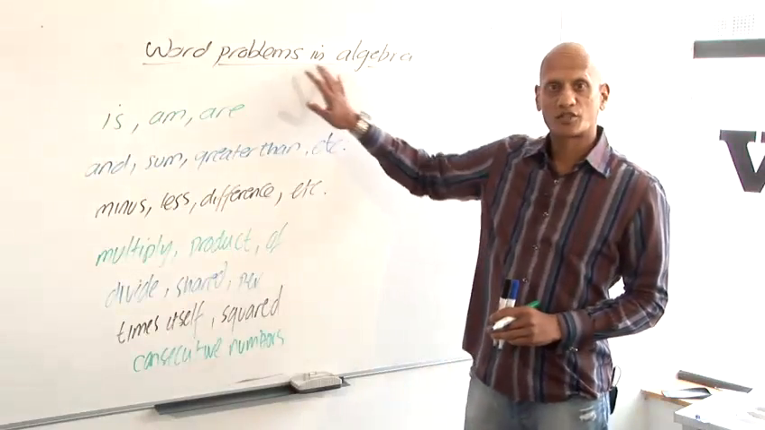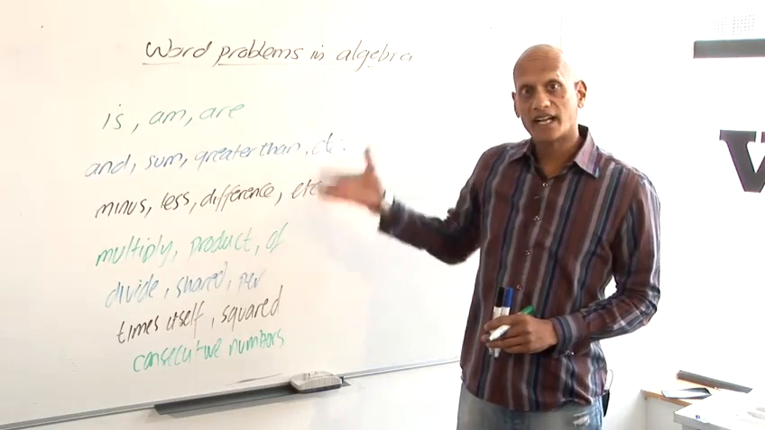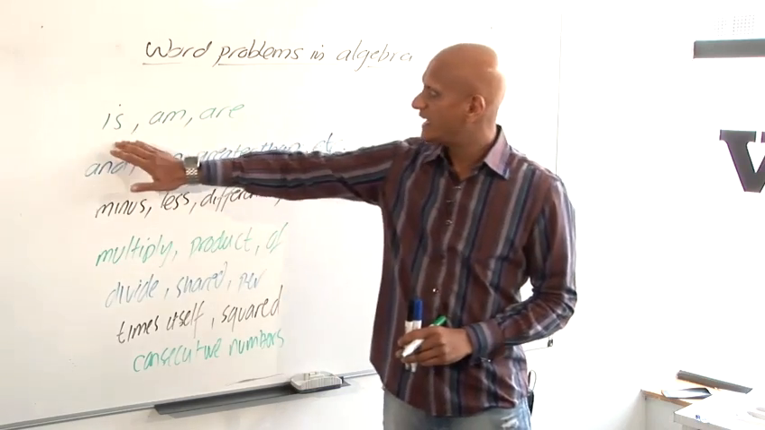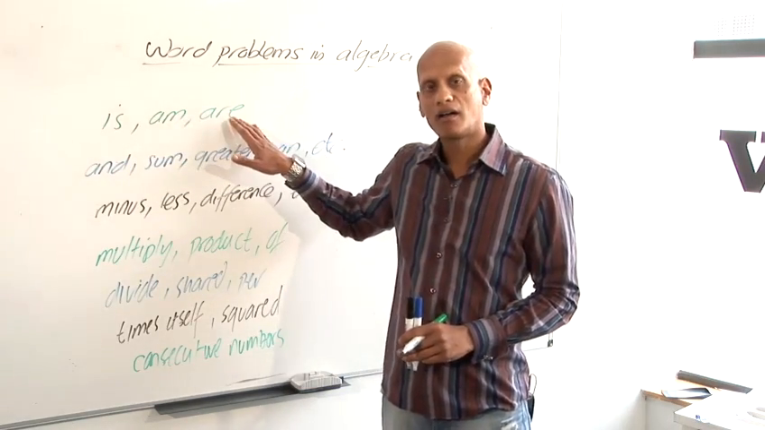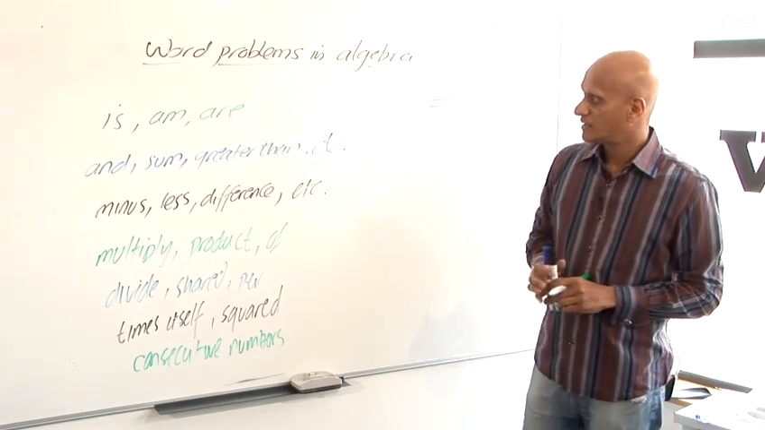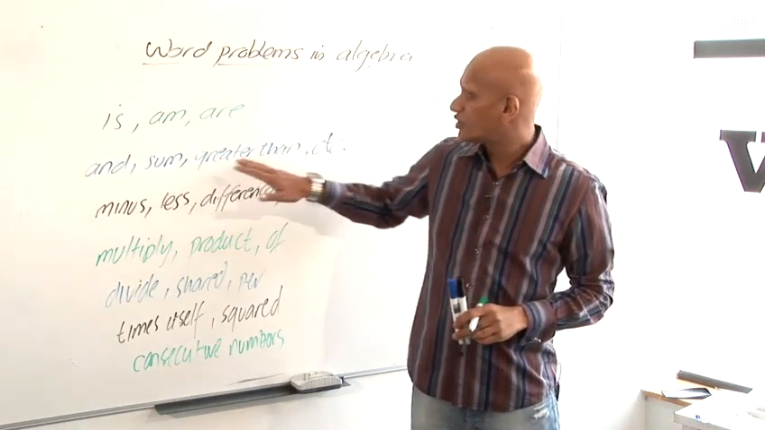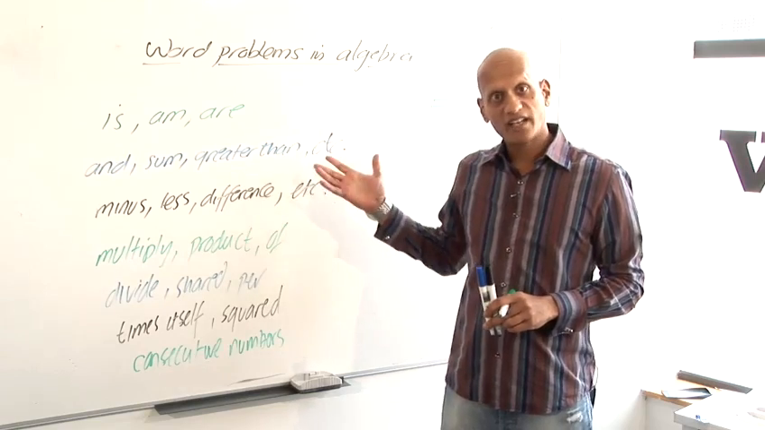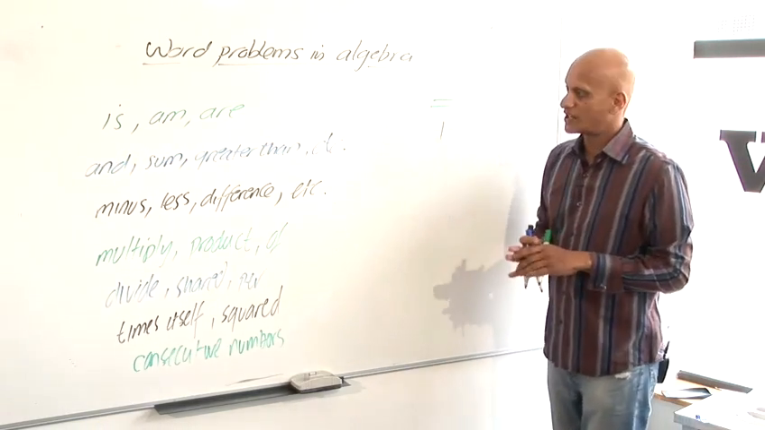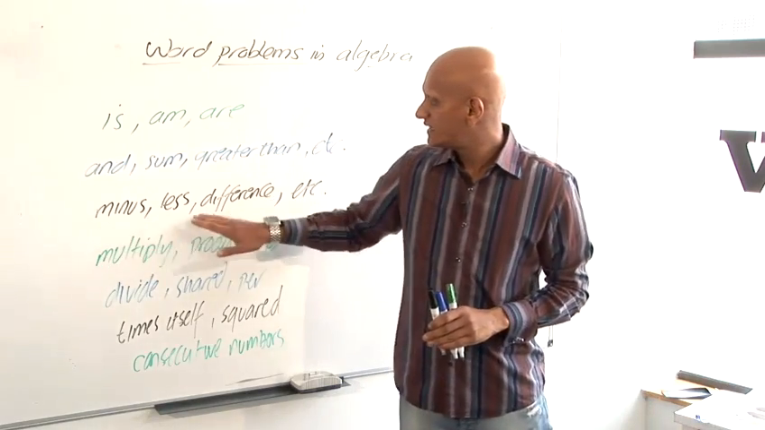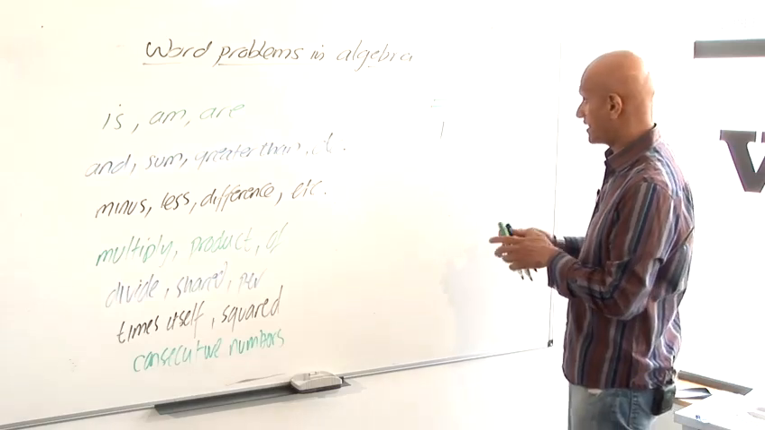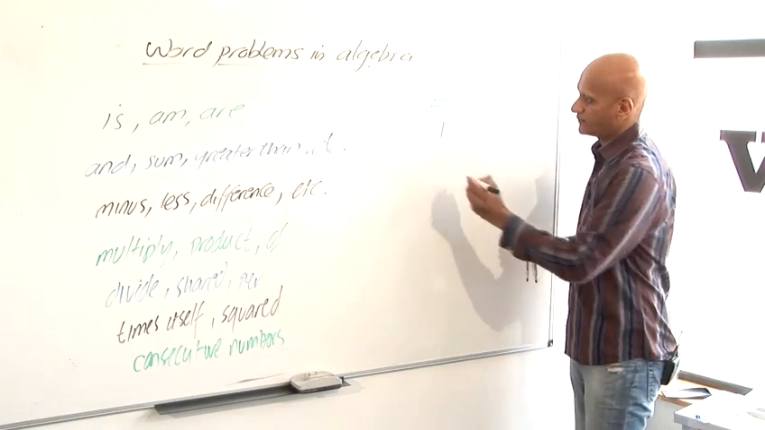Word problems in algebra. So we're going to learn to convert the English in a word problem into maths. So if you see is, am, are, that would be an equal sign in mathematical notation. And, some, greater than, longer, heavier, those kind of things are a plus in mathematical notation. Minus, less, difference, less than, below, those sort of things would be a minus sign.